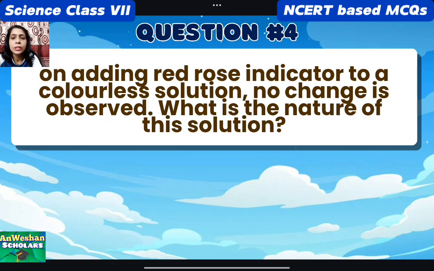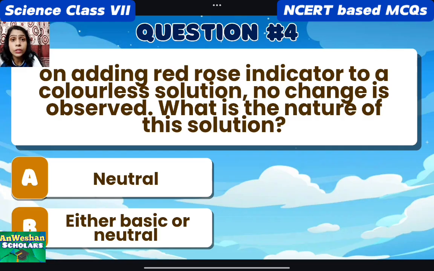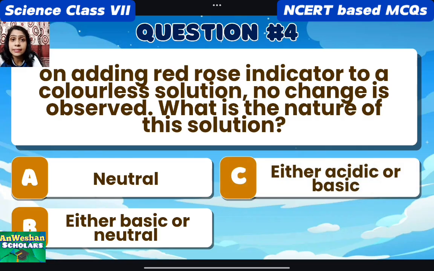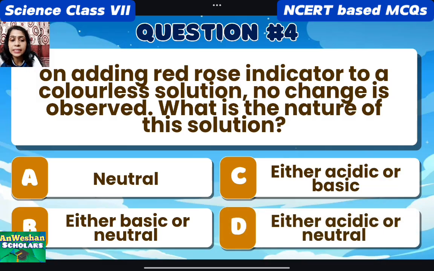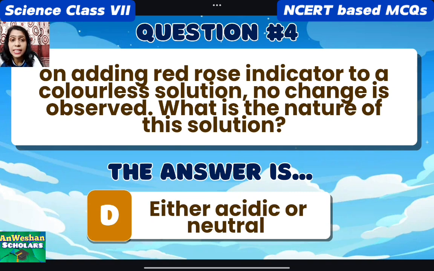Question number 4. On adding red rose indicator to a colorless solution, no change is observed. What is the nature of the solution? Option A, neutral. Option B, either basic or neutral. Option C, either acidic or basic. Option D, either acidic or neutral. When red rose indicator is added to a colorless solution, if there is no change or a slight change, as in little red color or bright red color, then you would see that the solution is either acidic or neutral, which is our option D, right?